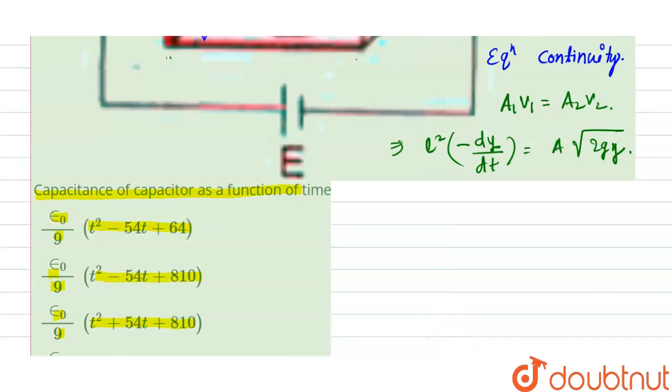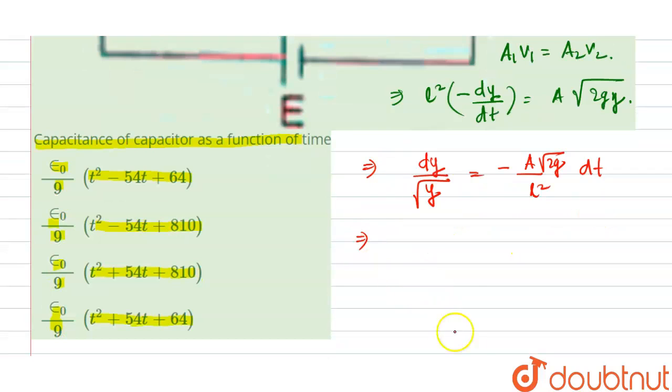So in order to find y as a function of time, what we're going to do is integration, that is dy divided by root over y equal to negative of a divided by L square into root over 2g, and here dt. Okay, so we are going to integrate this equation with the proper limits.